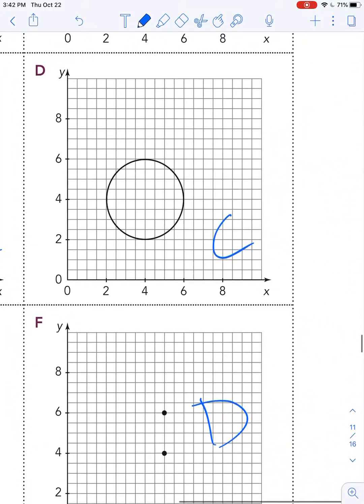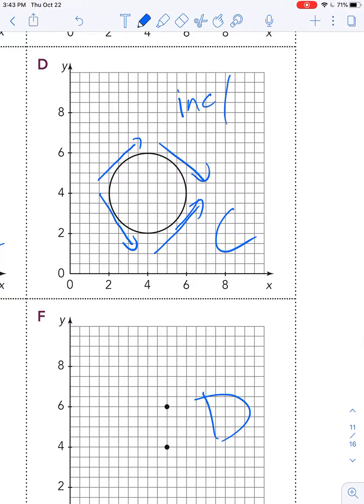This one, it's increasing, it's decreasing here, but increasing here. It's increasing here, but decreasing here. So that's both of them also. So increasing, decreasing. That's both of them.